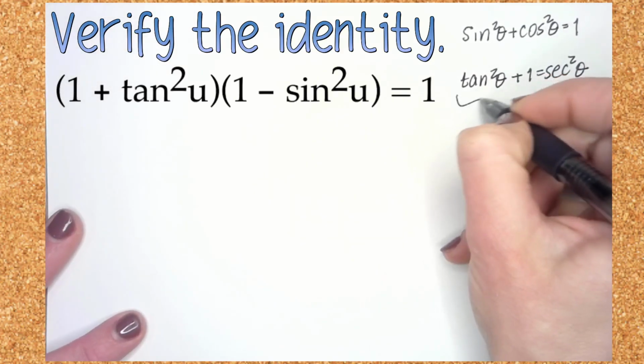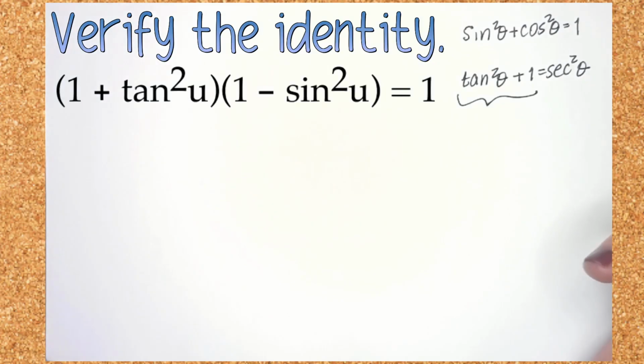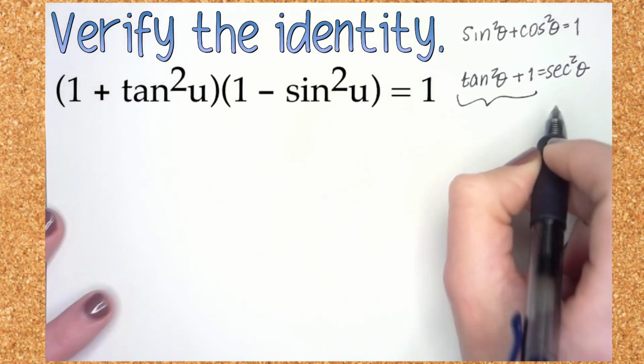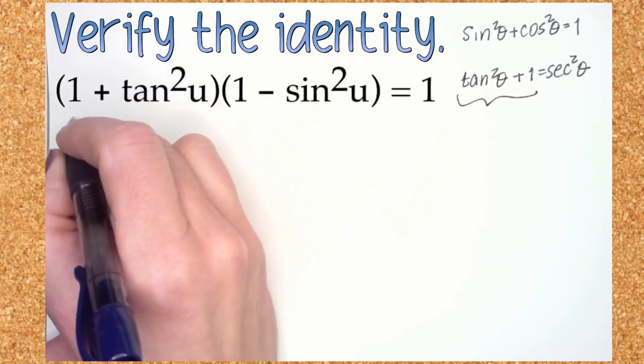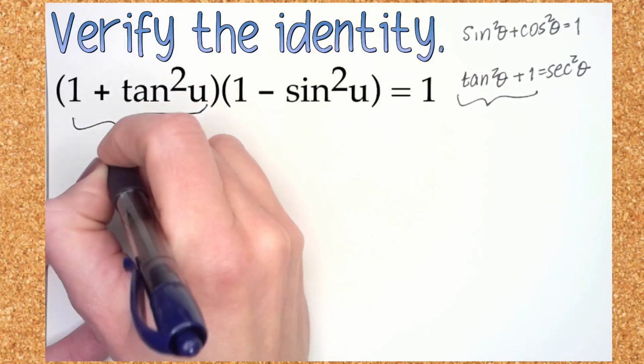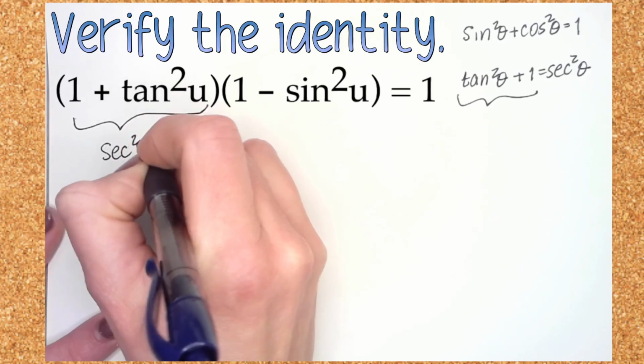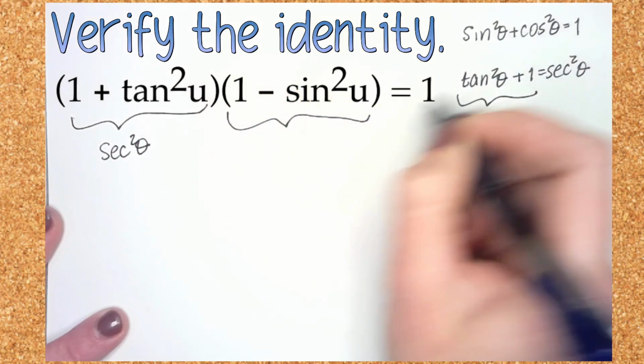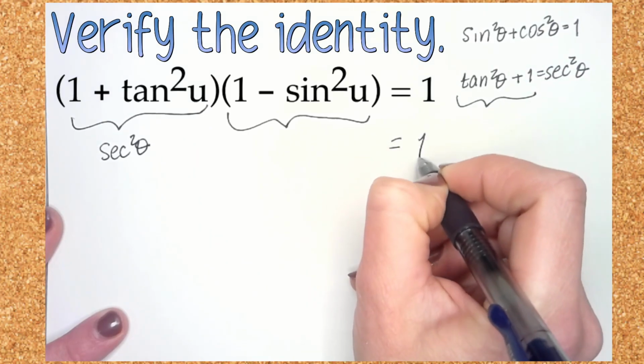Now, with this one, commutative property, it really doesn't matter which way you look at it. Tangent squared plus 1, or 1 plus tangent squared, equals secant squared. So I'm going to go ahead and replace this with secant squared theta. And then this over here takes a little bit of reworking on that side. And this side equals 1.